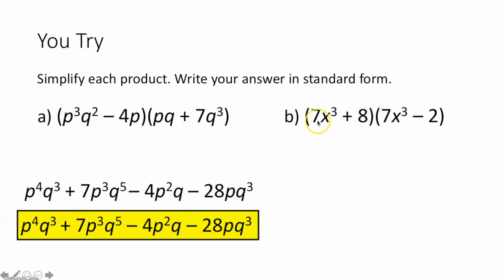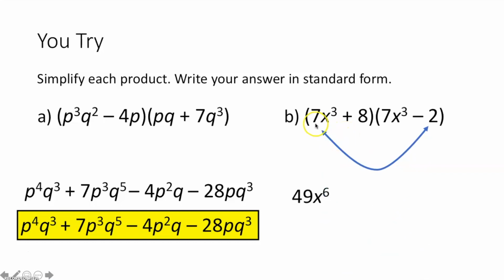Next, we're going to FOIL over here. 7x cubed plus 8, we're going to multiply to 7x cubed minus 2. So multiply the first terms together. 7x cubed times 7x cubed is going to be 49. And then x to the 3rd times x to the 3rd, we add the exponents when we multiply like bases. So it's going to be x to the 6th power.